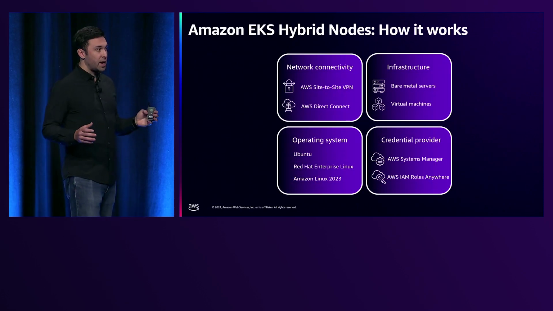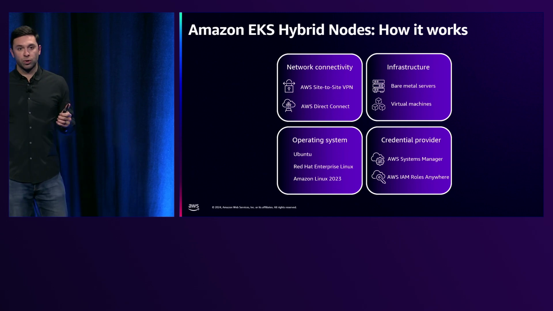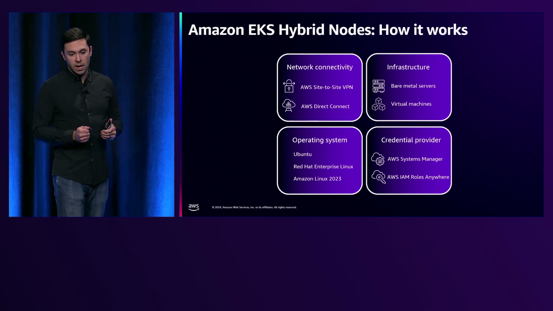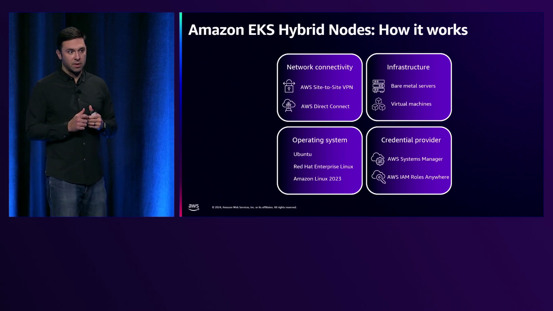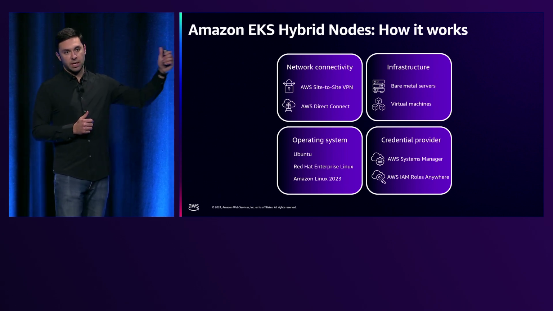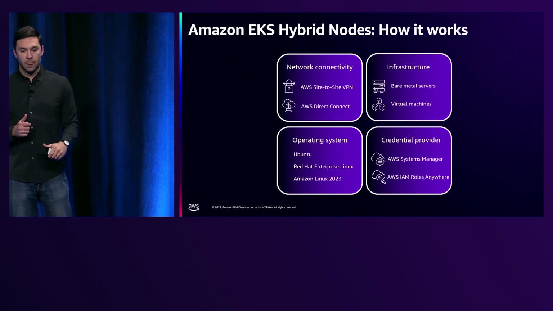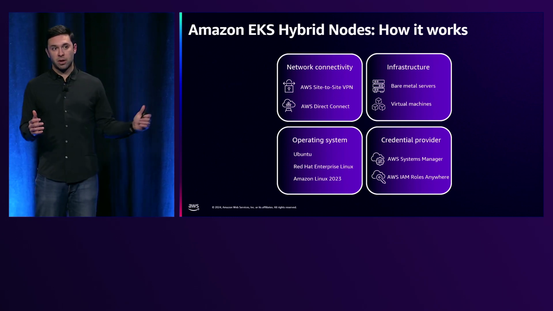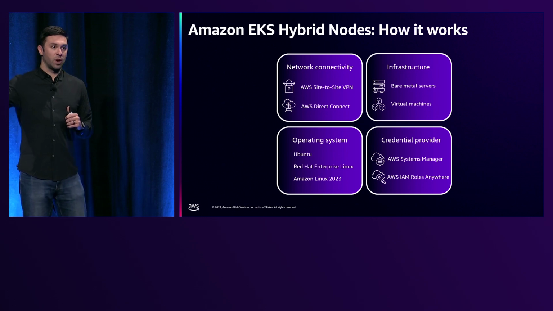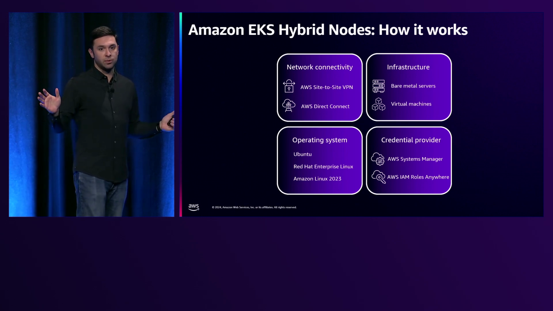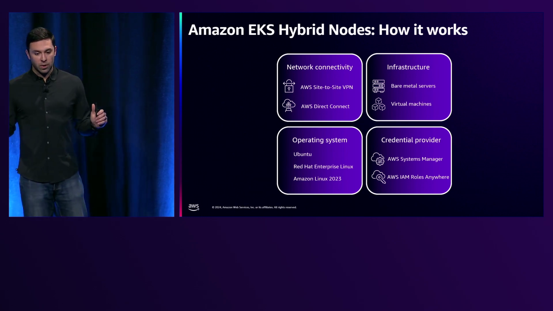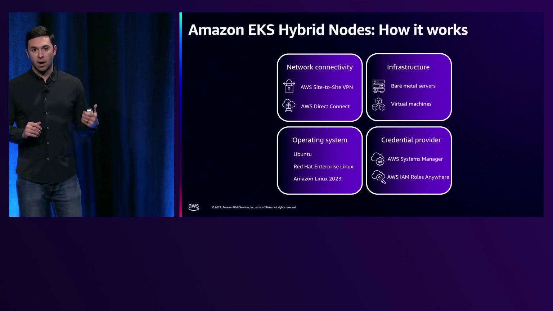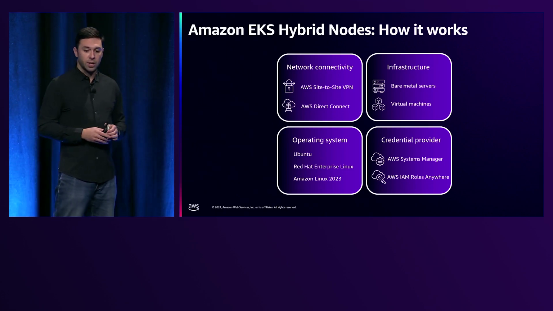Okay, to summarize the core prerequisites that you need to have in place in order to use hybrid nodes. On the network connectivity side, it's that private connectivity from your VPC to your on-premises environment. At the infrastructure layer, you bring your own infrastructure. You can use your bare metal servers, your VMware virtual machines, your Nutanix infrastructure. We don't care. You can also use x86 or ARM architectures with hybrid nodes at launch here.